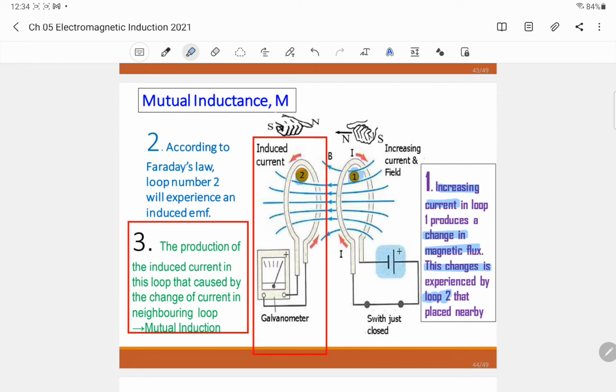And then according to Faraday's law, the loop 2 will experience an induced EMF. So that's why kita boleh bagi tahu EMF induced in coil number 2 is directly proportional to the rate of change of current in coil number 1. Okay, the production of the induced current in this loop that is caused by the change in current in the neighboring loop, inilah yang dinamakan sebagai mutual inductance.